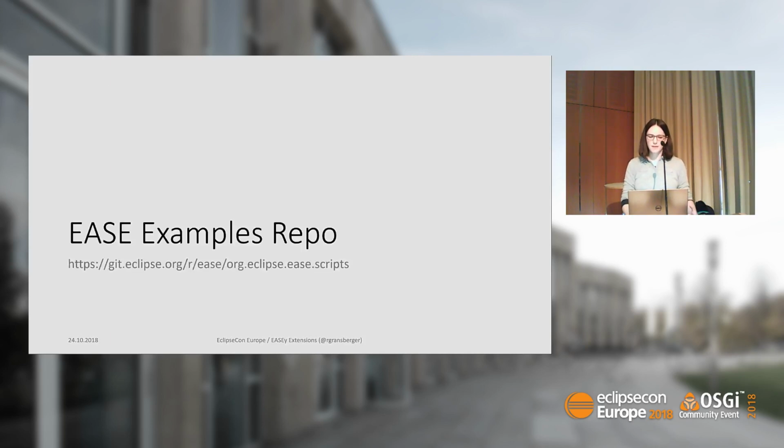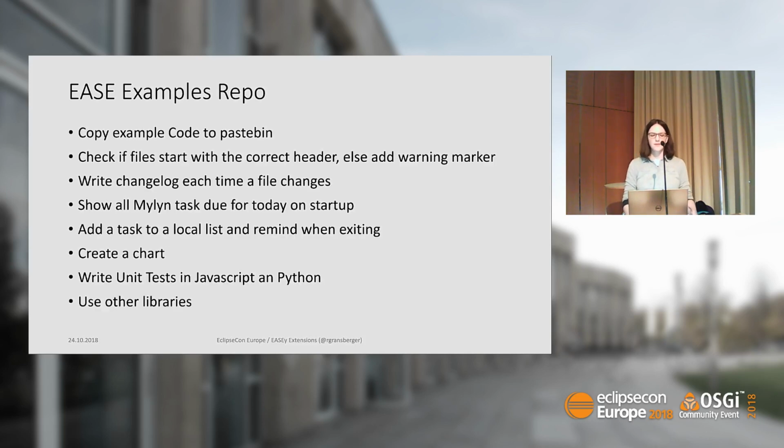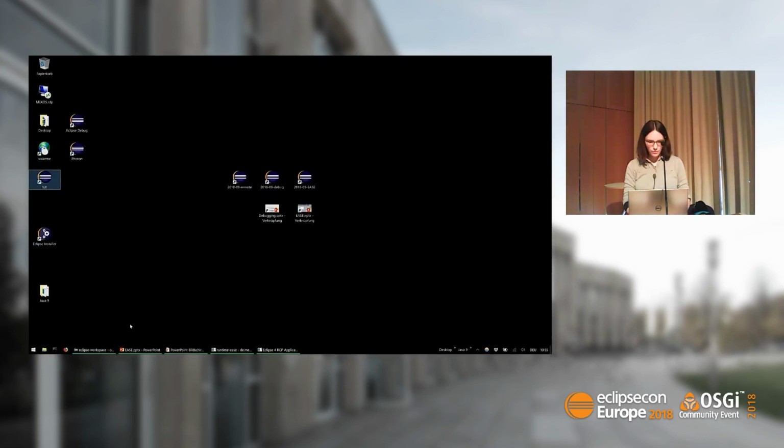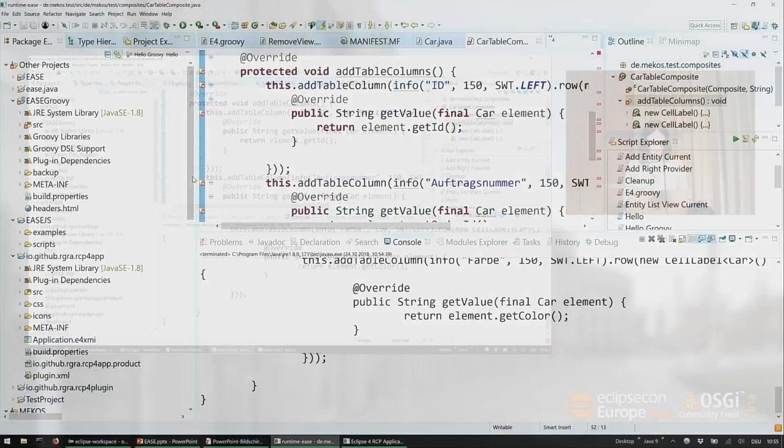There's a nice EASE examples repository where all the examples from the previous EclipseCons are collected. There are some nice examples inside, like copy marked code directly to Pastebin and get the URL back, so you can actually use it. And write a changelog every time a file changes, all kinds of funny stuff. I just want to show you one of those, so you can quickly use it in your application as well.